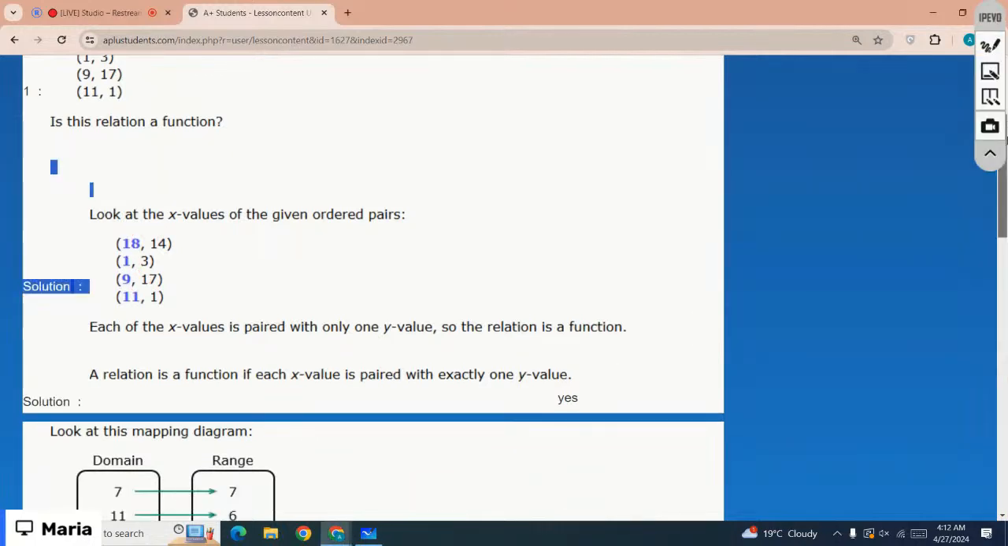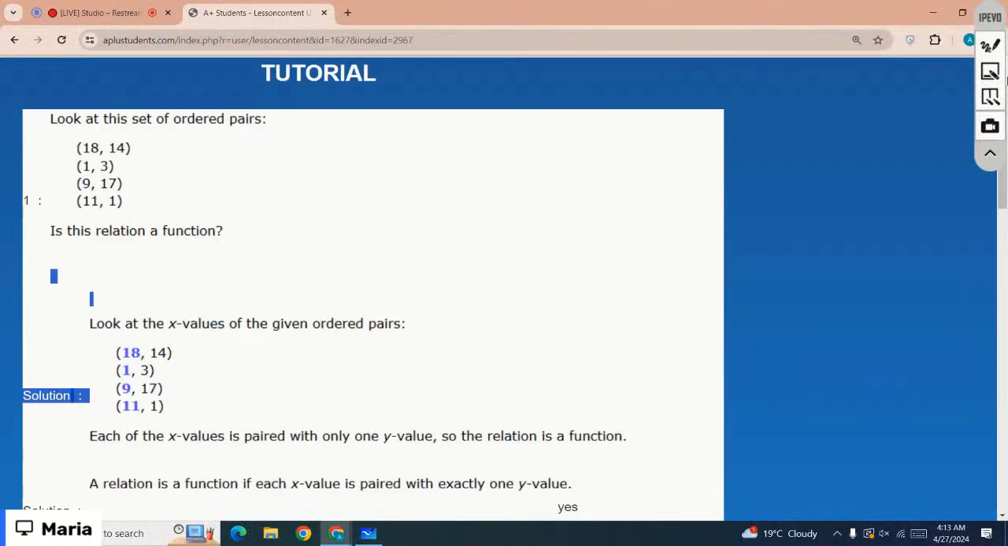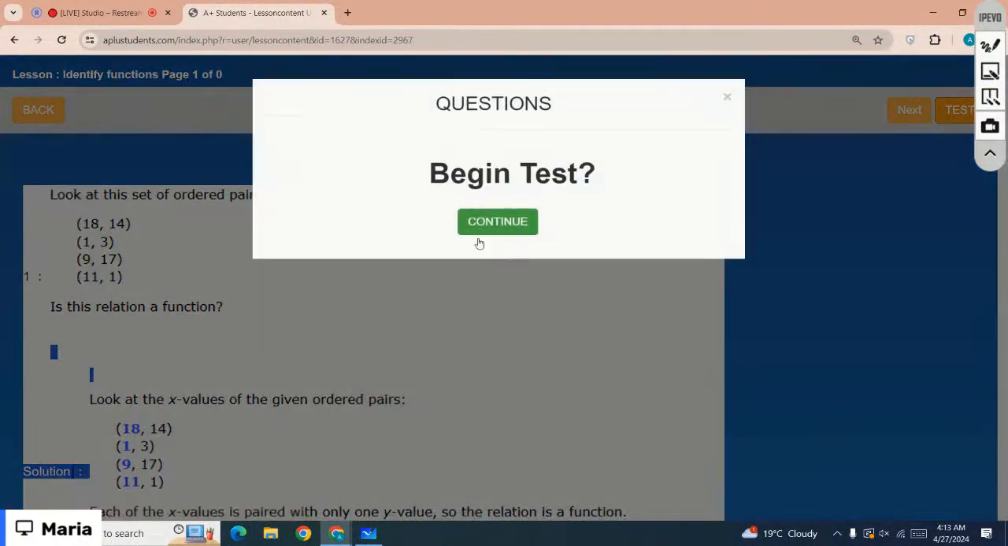Okay, just look at the other example. Look at the mapping domain. Is this relation a function? Yes, it is. For each x value, you have only one y value. So yes, that is a function. Let's just start with the test questions.